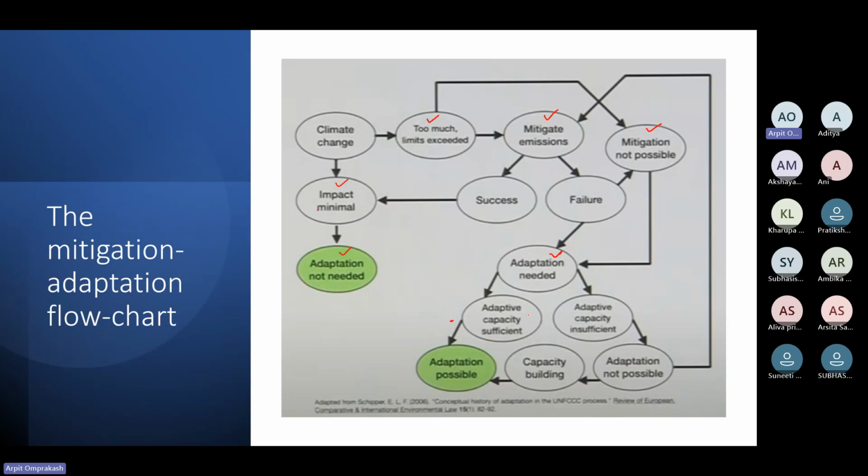If we have sufficient adaptive capacity, we can do adaptation. If we don't have sufficient adaptive capacity, we can build the adaptive capacity and then do adaptation. Whereas if we try to mitigate, but we are not able to mitigate, we encounter failure, then we see that mitigation is not possible. We again go to adaptation. But if we are able to mitigate and the impact is minimal, then we don't need any adaptation and our climate will go back to normal.